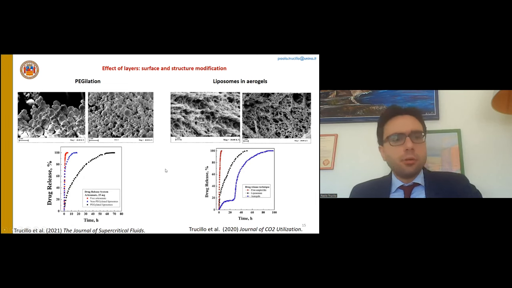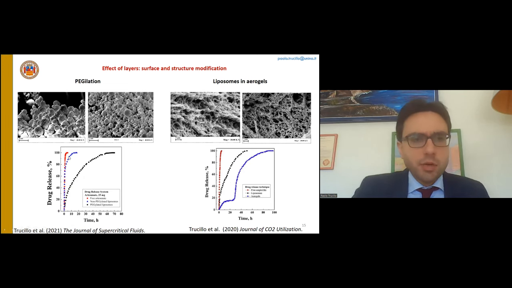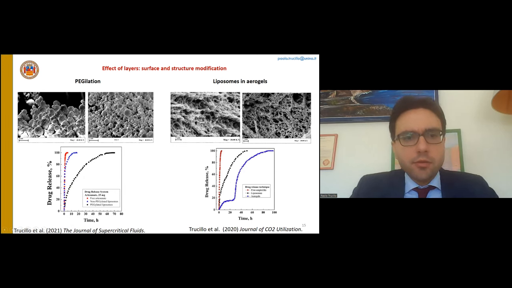We also managed to link PEG layer over our liposomes. As we can see on the left, we have liposomes without the addition of a PEG polymer. On the right, we have PEG on the surface. Also, in this case, we compared the drug release of an antimalarian compound with liposomes in blue dots. We reached the plateau after 15 hours. Using pegylated additional layer, we reached the plateau after 60 hours.